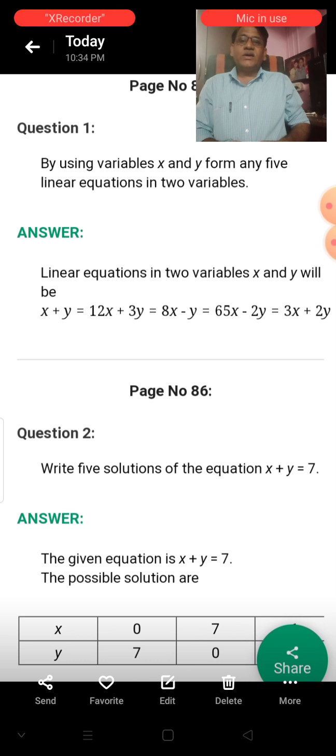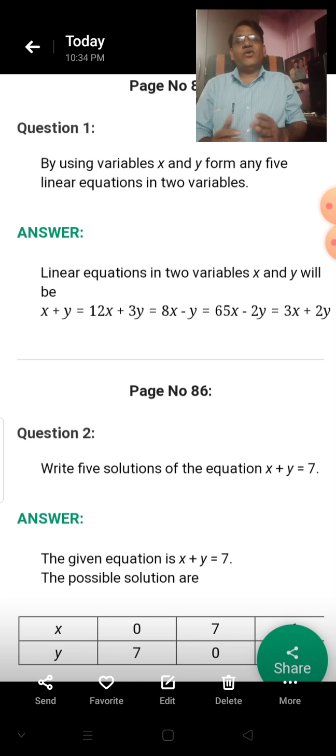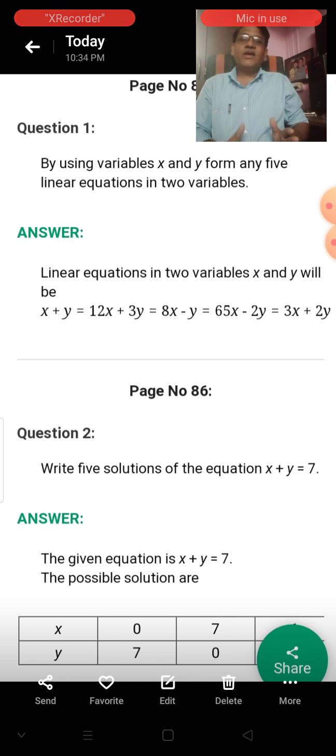So when we start the exercise of linear equations in two variables, the first question is: by using variables x and y, form any 5 linear equations in two variables. So you have to form 5 linear equations in two variables. You may form the equation as x plus y is equal to 13, or 2x plus 3y is equal to 18, or 5x plus 2y is equal to 30.